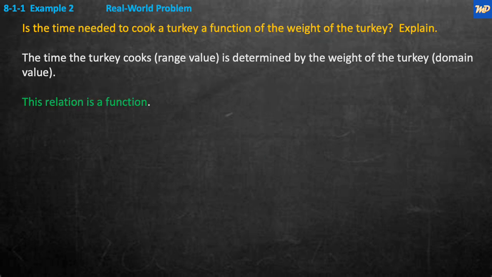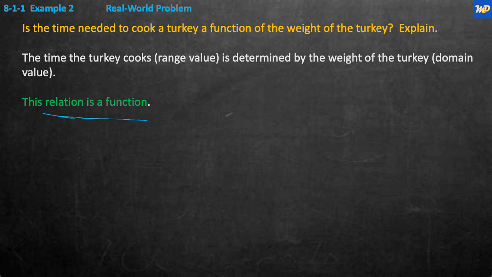Example 2, real-world problem. Is the time needed to cook a turkey a function of the weight of the turkey? Yes or no, and explain. Well, let's think about it. The time it takes for a turkey to cook, which is the range value, is determined by the weight of the turkey, which is the domain value. So I think it's going to say this is a relation, and it is absolutely a relation. It is a function too.